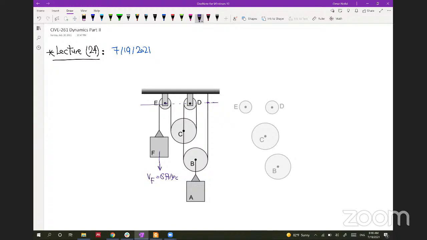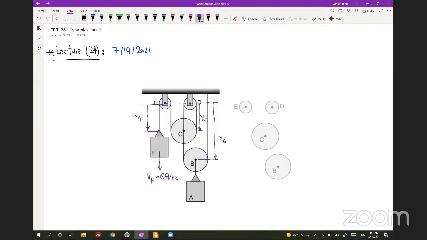Yes, point A is moving, but it's totally related to point B. So if B is moving up with 1 feet per second, A will be moving up with 1 feet per second. So if we get VB, we will be able to get the velocity of block A. So this will be YB, and point C is moving as well, so we will have YC, and also this point is moving, and we will call it YF. So we have three unknowns, YF, YC, YB, and we have the velocity of F. So let's get the velocity of C and the velocity of B.